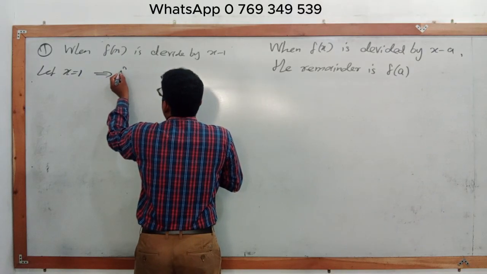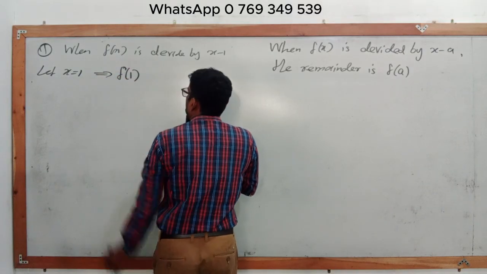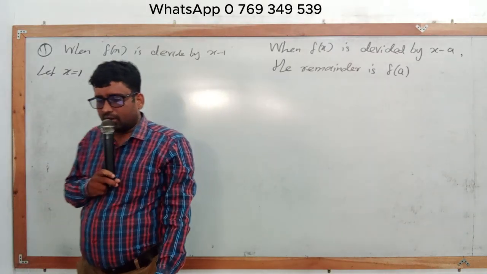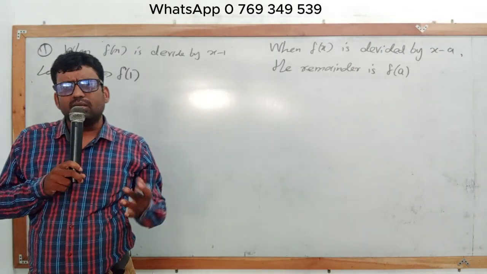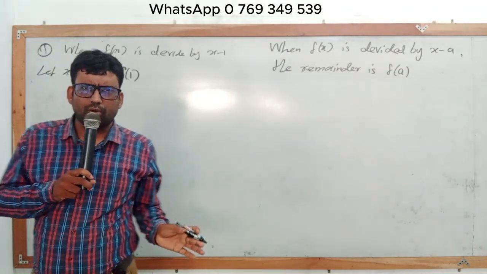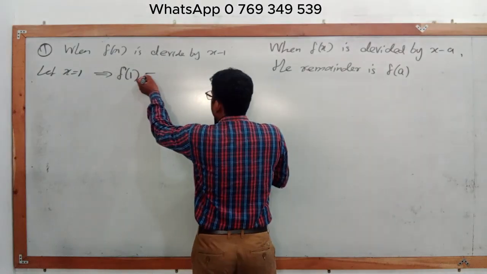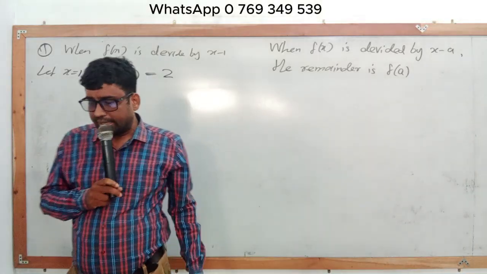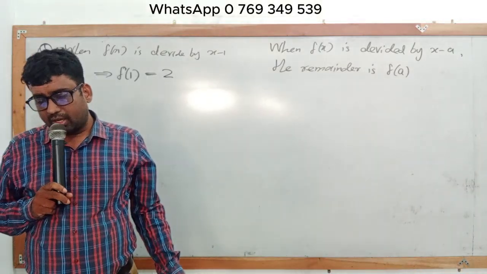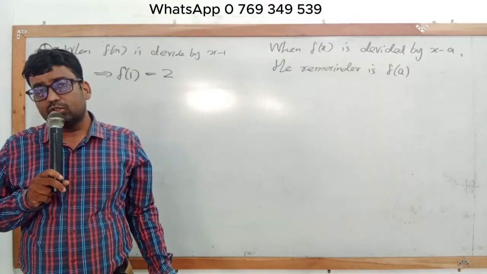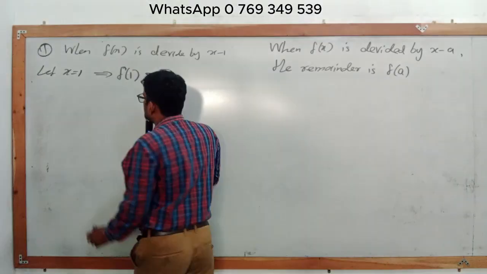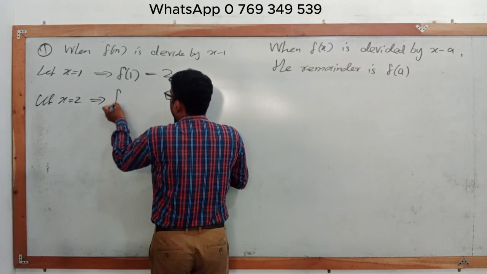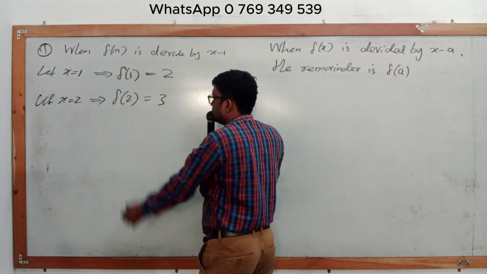Therefore f(1) is 2. That is given. Another one is also given: the remainder when it is divided by x minus 2 is 3. Let x equal 2. Then we can take that f(2) is 3.